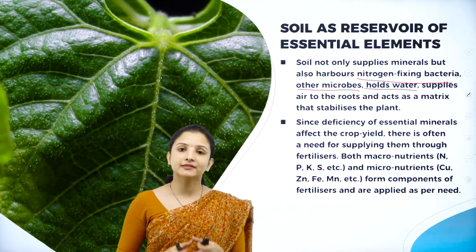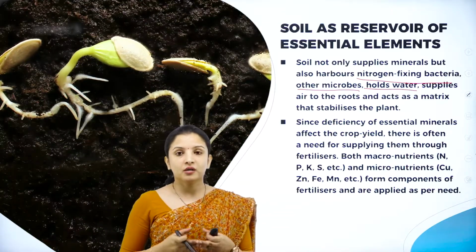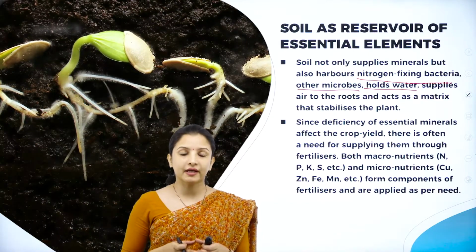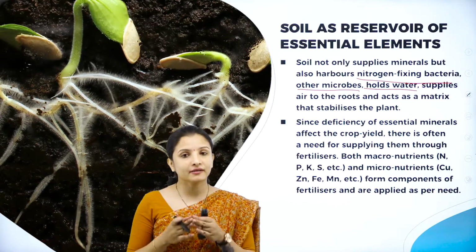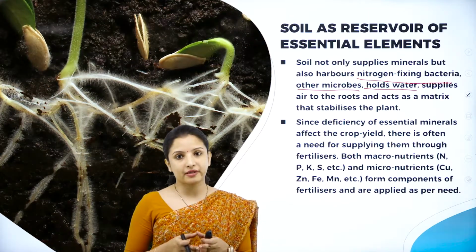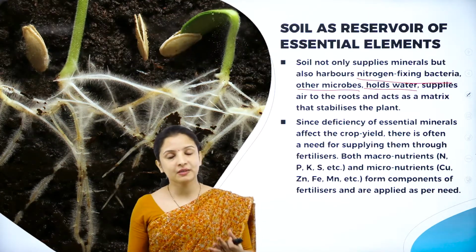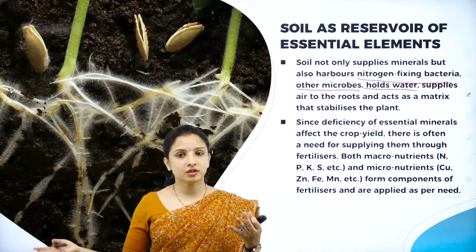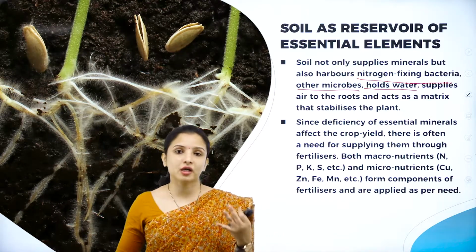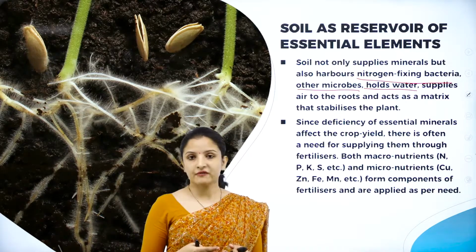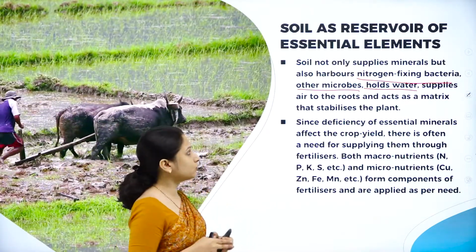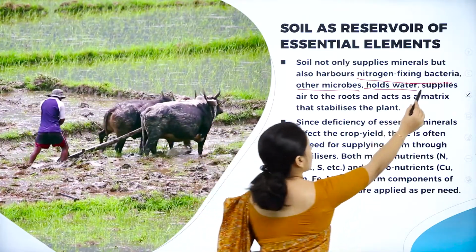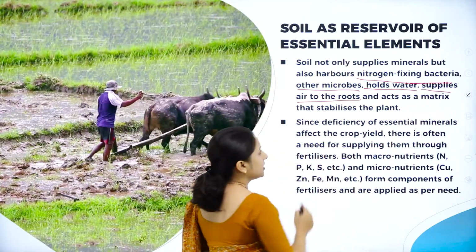Soil has the capability to hold water because it has to hold water, right? Why? Because mineral ions get dissolved in the water and that solute is the one that is taken by the plants. But if the water seeps off directly to the below ground where the roots are not able to reach, then it will not be beneficial to the plant, right? So therefore, soil has the capacity to hold water and also soil supplies air to the roots.